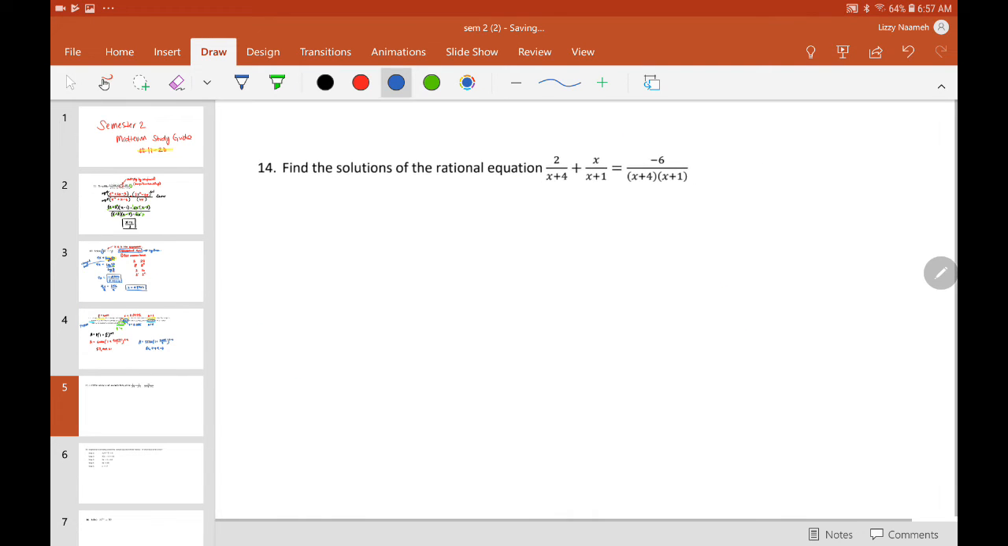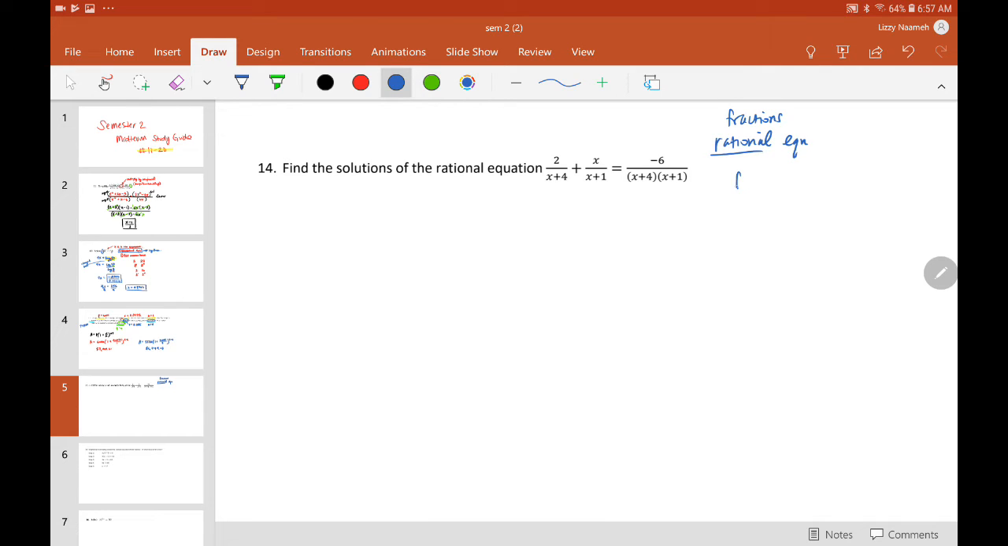Okay, number 14, find the solutions to this equation. So the first thing you want to do when dealing with an equation with fractions, this is called a rational equation, basically, rational just means it has fractions, is you want to find the least common denominator and multiply each term by the least common denominator.